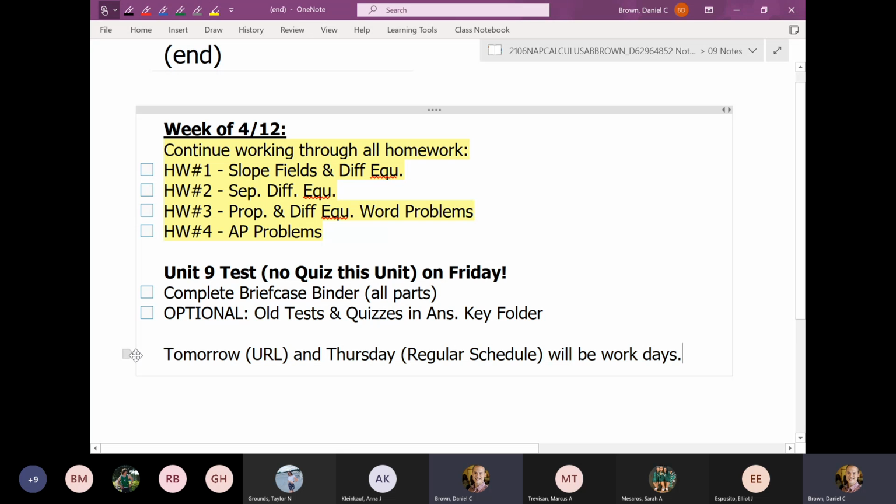Tomorrow is still going to be a URL day. I plan on it mostly being a work day. I am still going to have a warm up, but I do want to save most of the time for you to just work and practice. And then Thursday, when we're back on a regular schedule, is going to mostly be a work day as well. And then Friday, we're going to shoot to have our test. And then after that, starting next week, we'll be reviewing for the AP exam, especially since most of you are taking it that first administration on May the 4th.